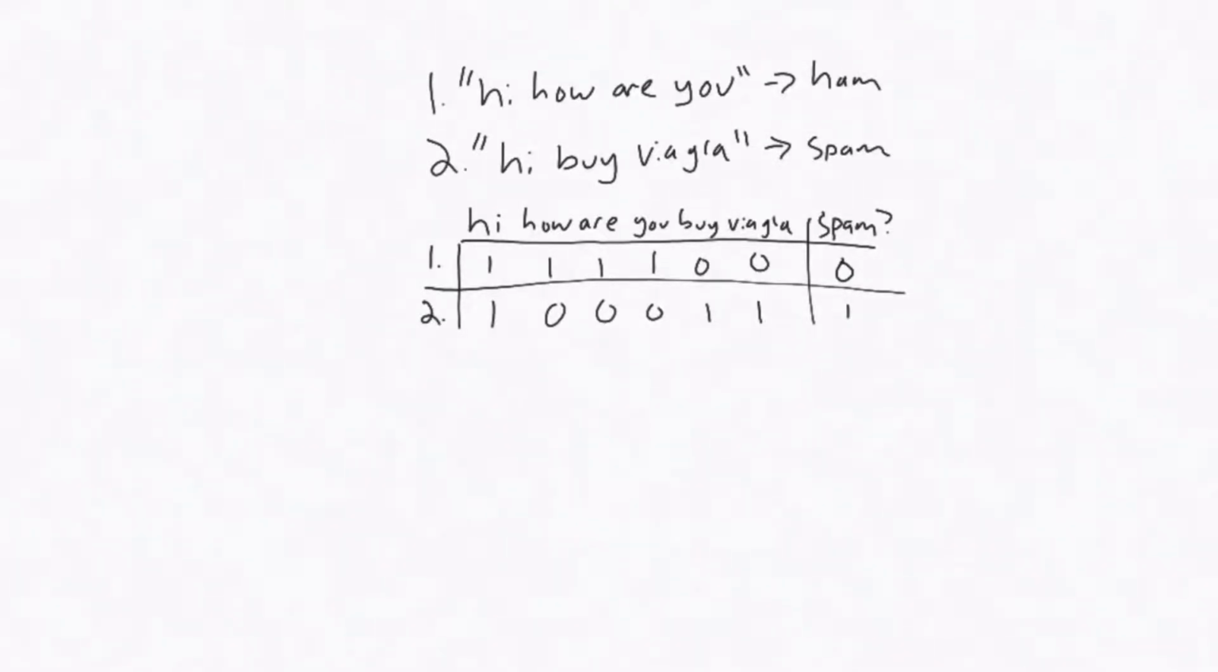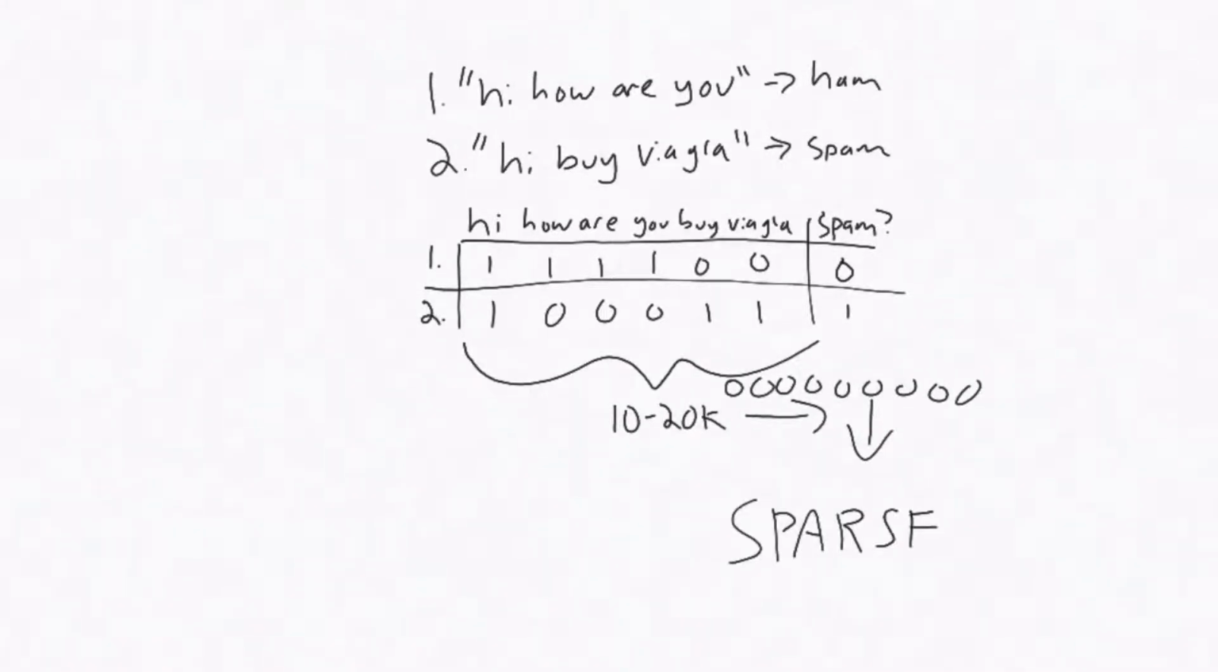You might notice that a lot of these columns are going to be 0, and as the dataset grows, you could have up to 10 or 20,000 of these feature columns. A lot of them being 0 means that the features are very sparse, and machine learning models really don't like sparse features. But there's a way we can solve this problem. We can use something called the hashing trick.